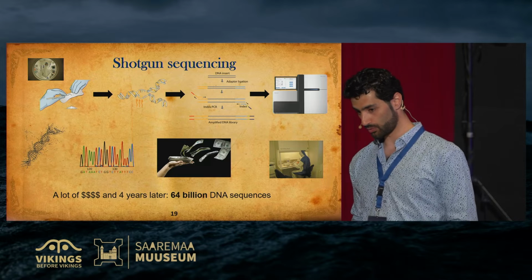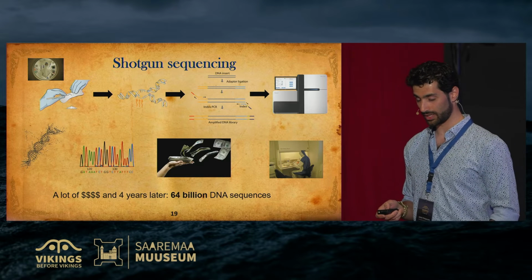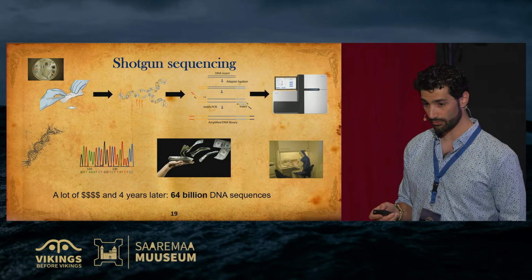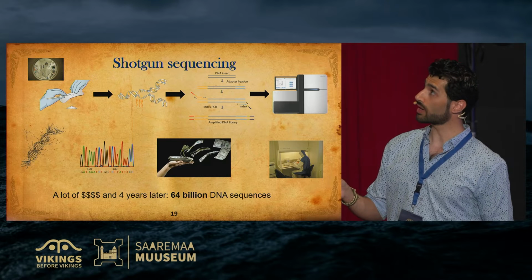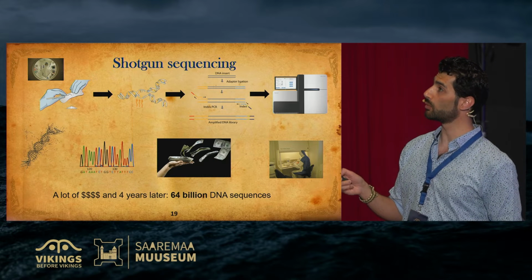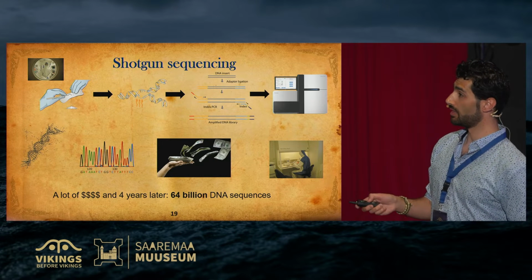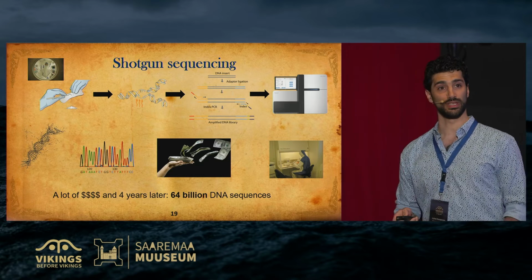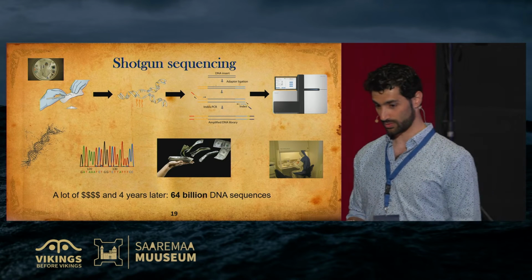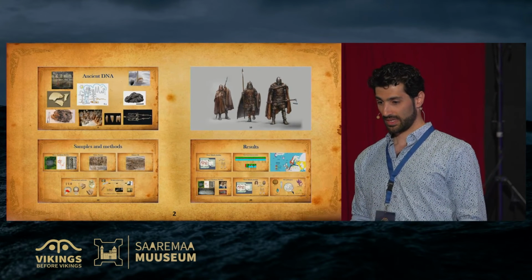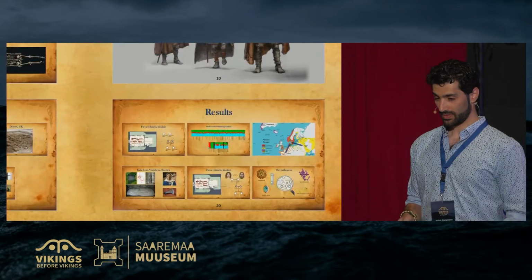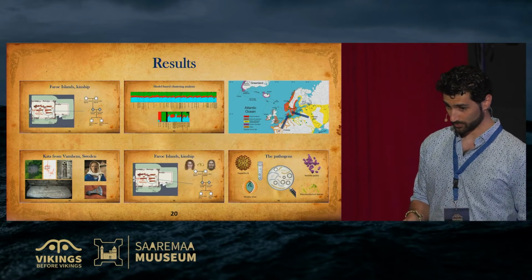And after that, it's the regular ancient DNA workflow: extraction, library building, sequencing, spending a lot of money. And in this case, we got 64 billion DNA sequences that we had to analyze for this specific project. Now I'll get into the main results that we had.